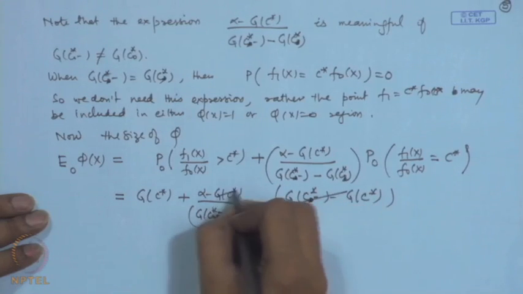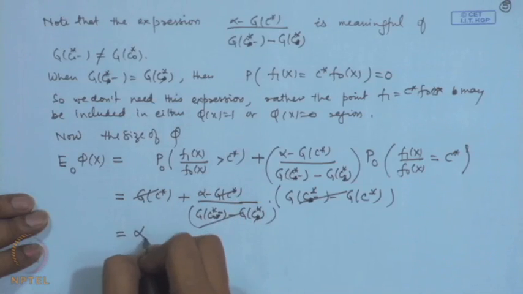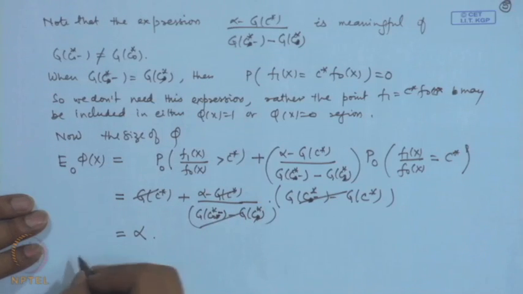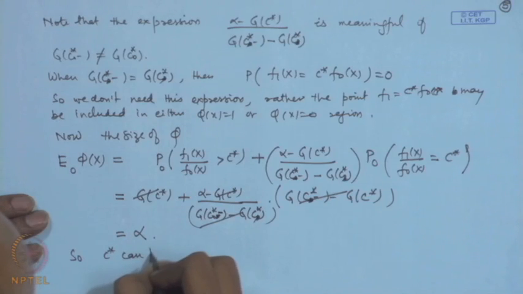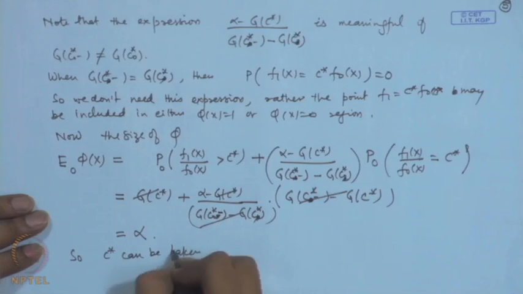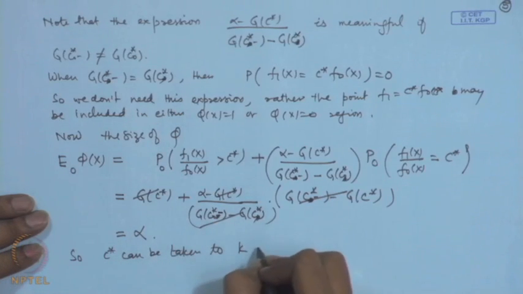Naturally, this cancels out and then this cancels out. So, this is equal to alpha. So, C star can be taken to be k in expression 2.